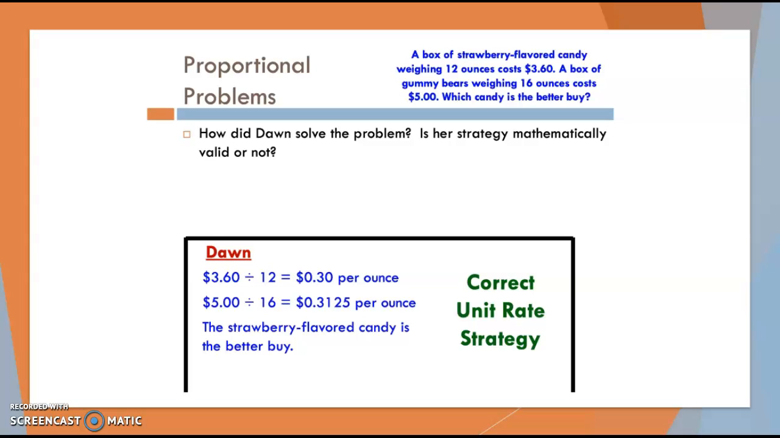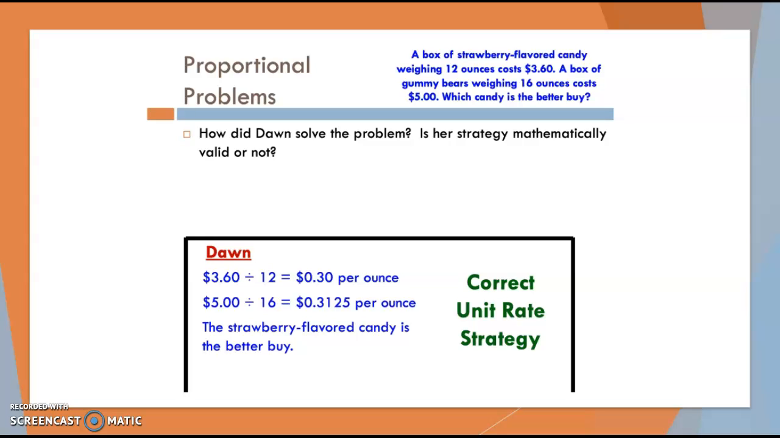Okay. So Dawn wrote the equation that $3.60 divided by 12 equals 30 cents per ounce. And $5 divided by 16 is 31 and a little more cents per ounce, so 31.25 per ounce. Strawberry filled candy is a better buy, and this is a correct use of the unit rate strategy, right? So in your workbook pages, could you explain that it was a correct unit rate strategy?